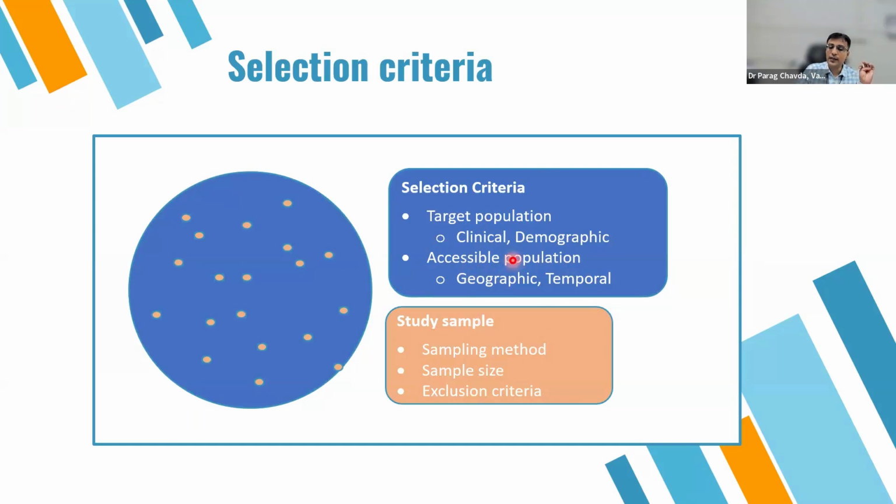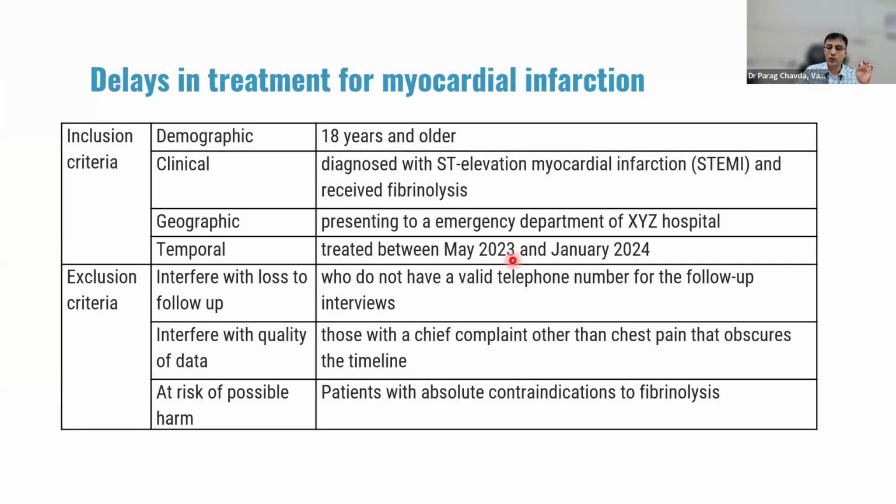So let's take on the next example of reasons for exclusion. We take two examples. The first is delays in treatment for myocardial infarction. The inclusion criteria is people 18 years and older who are diagnosed with ST elevation myocardial infarction, which is a type of myocardial infarction, and who received fibrinolysis as a treatment, right? Fibrinolysis is one of the treatments of myocardial infarction. They were present in the emergency department of XYZ hospital and treated between two time periods. So these are the inclusion criteria: demographic and clinical indicators, and coming to this place during this time.